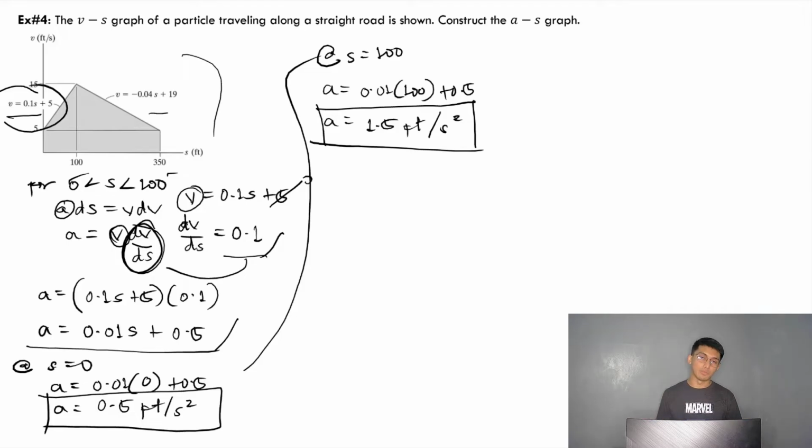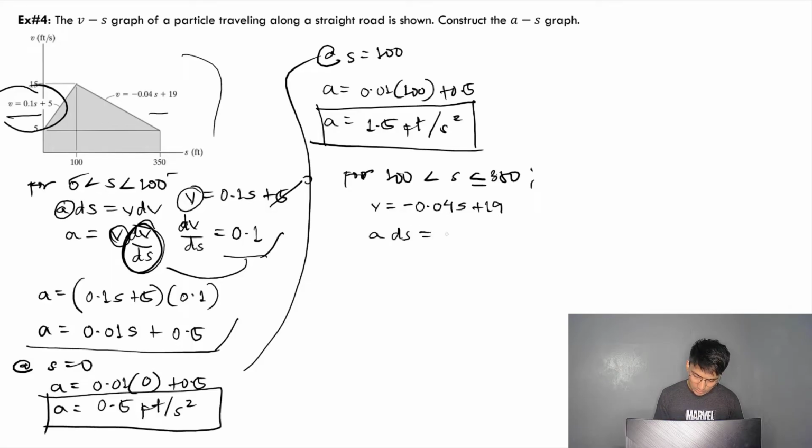For the next part of the motion natin, doon na tayo sa 100 less than s less than 350. Or pwede rin lalagay natin dito yung nakaganyan. So, meron tayong given equation for the second part of the motion natin na v is equal to negative 0.04s plus 19. And same equation ang gagamitin natin to find the value of the acceleration.